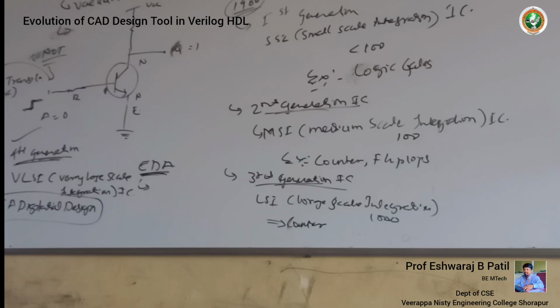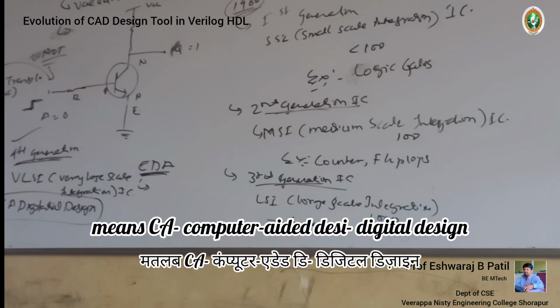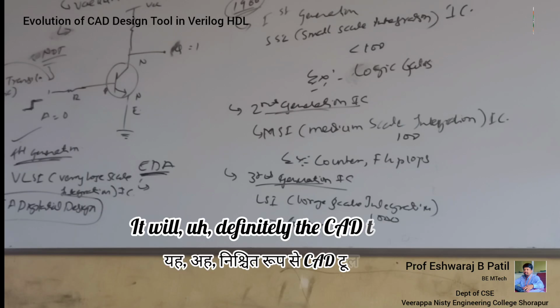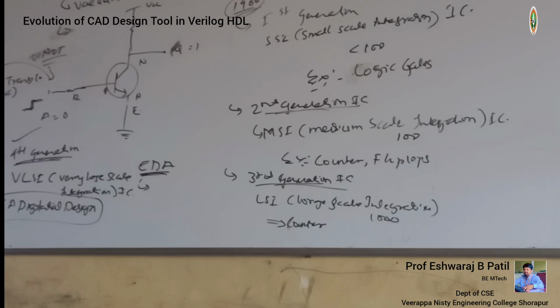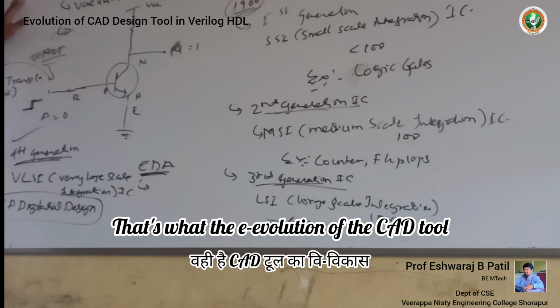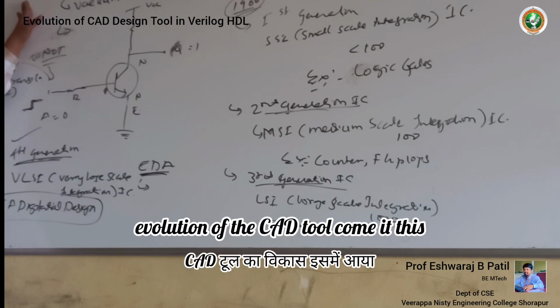When designing our digital design system becomes very complex, that's when the CAD tool came into existence, meaning the computer aided digital design system came into existence. The CAD tool will generate the RTL schematics, and it will also do the synthesis automatically. That's the evolution of the CAD tool.